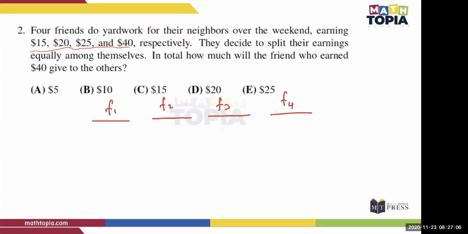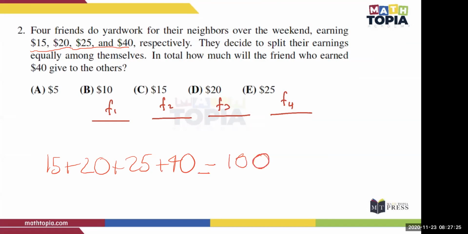First, let's see how much each friend gets. To do this, we add the amount of money each friend has, and then divide by 4. 15 plus 20 plus 25 plus 40 is 100. You are trying to calculate the average, right? Yes, I'm calculating the average. So we added up the amount of money. Now we divide by 4 for the 4 friends.